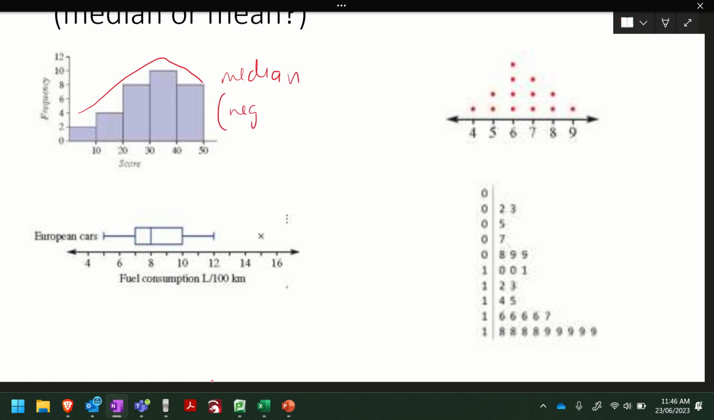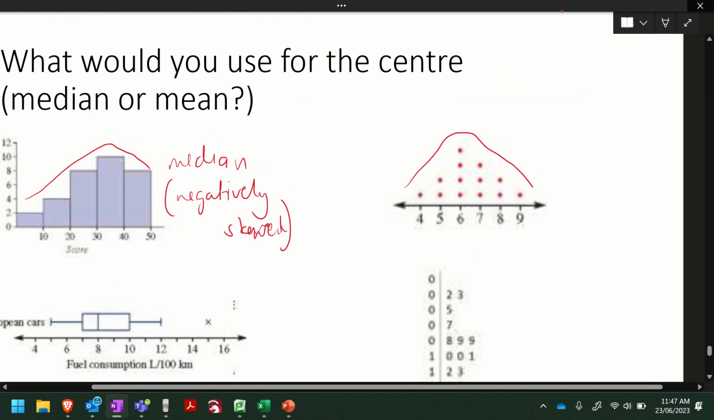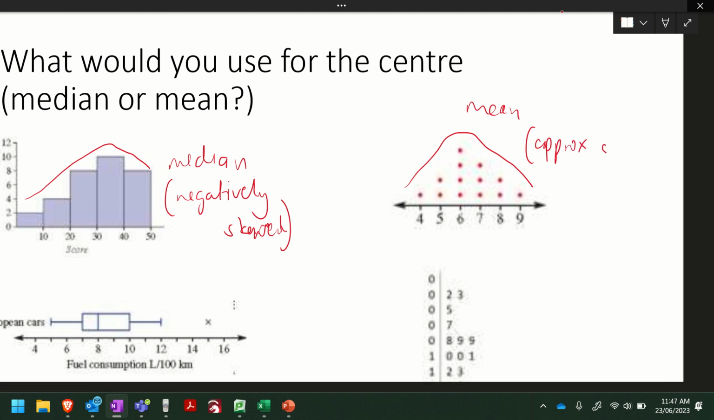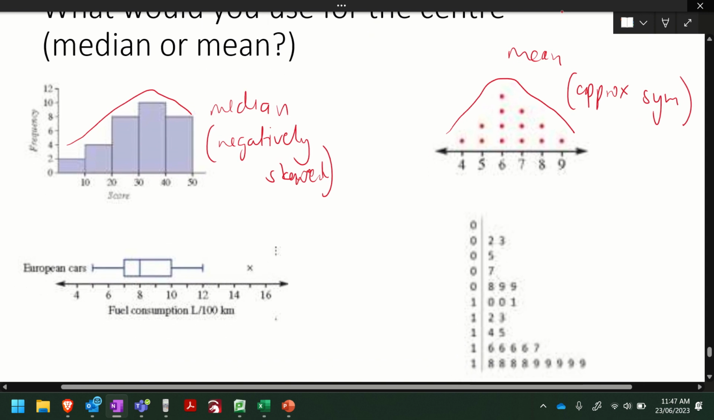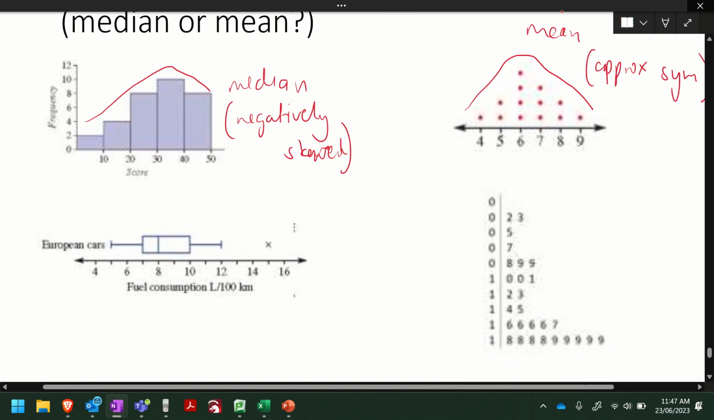And again, because it's negatively skewed. First one, the first dot plot. Mean. Yeah, it looks like it's approximately symmetrical. So yeah, mean. I'm just going to write approx sym, which means approximately symmetrical. The box plot here. Where does it lie mostly on, the lower side or the higher side? Lower. Thank you. And then it sort of trails off towards the end.